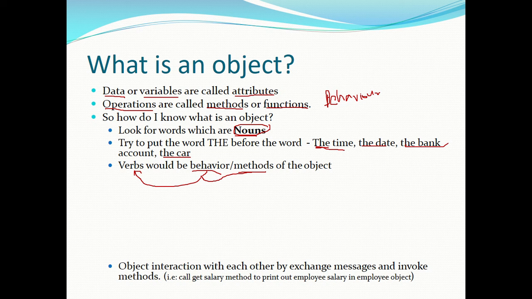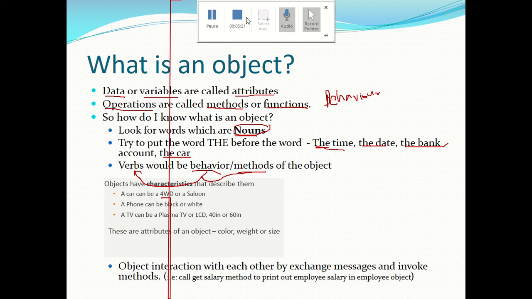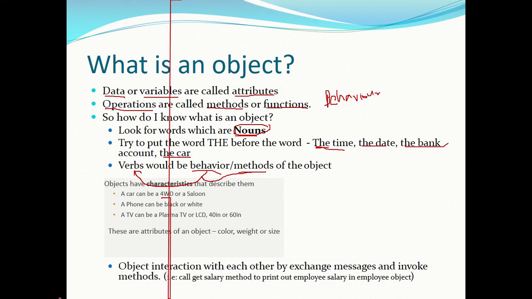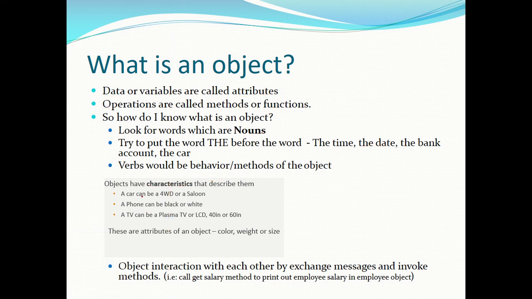Okay. Now, the diagram below explains some of the characteristics of an object. For example, it describes the object state. For example, we say a car can be 4WD or saloon, for example. All right. Let me just delete this one. Yeah. Sorry for that. So yeah, erase all. So the car could have what? Could have 4WD, or could be a saloon.